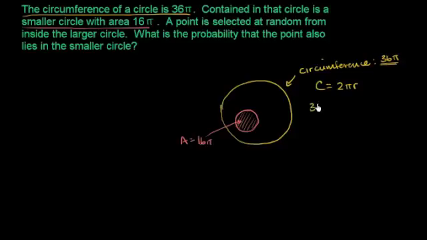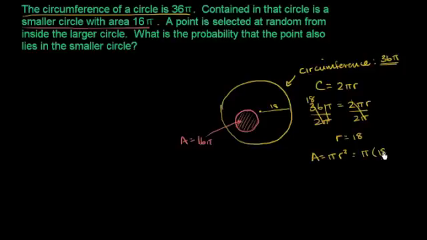Or if you say 36 pi, which we're told is the circumference, is equal to 2 times pi times the radius. We can divide both sides by 2 pi. And on the left-hand side, 36 divided by 2 is 18. The pi's cancel out. We get our radius as being equal to 18 for this larger circle. This larger circle has a radius of 18. So its area is going to be pi r squared, which is equal to pi times 18 squared. And let's figure out what 18 squared is.